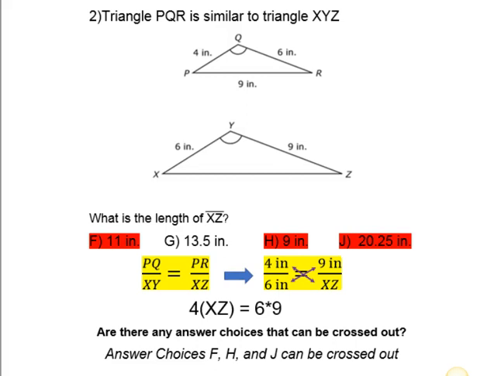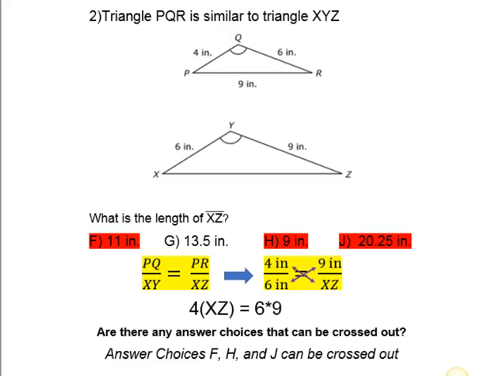If you said F, H, and J, you are correct. Let's take a look at why we were able to cross those out. 4 for F, 11 inches. Well, we know 4 times 11 is equal to 44. Not 54, so wrong answer.